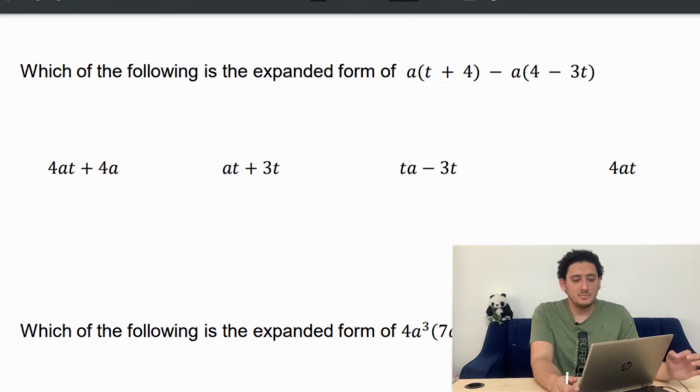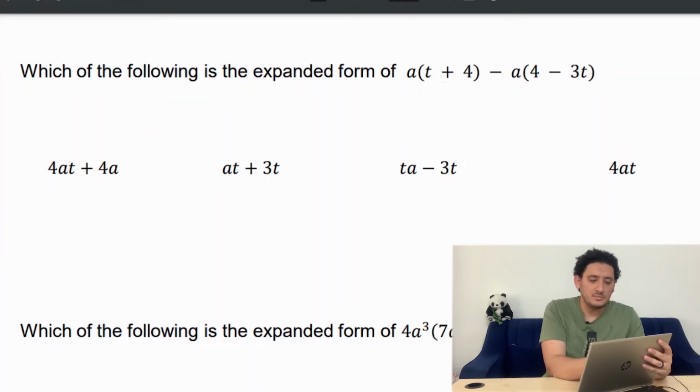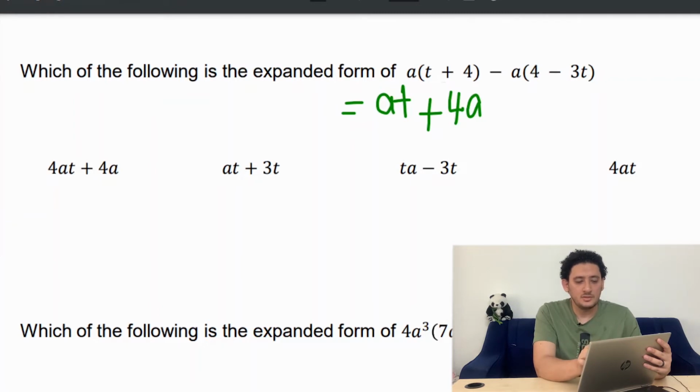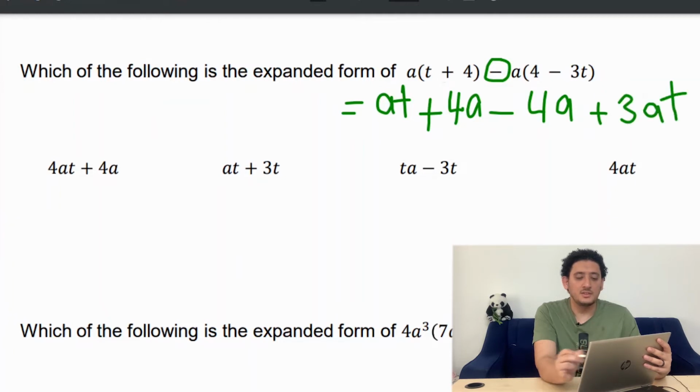A will be multiplied by t plus 4 and it will be at. If you multiply two variables, you will just put them beside each other. At plus a multiply 4 is 4a. We usually put the number beside or before the letter, the variable. Minus a multiply 4 means negative 4a. Negative a multiply negative 3t means plus, or positive, 3at.